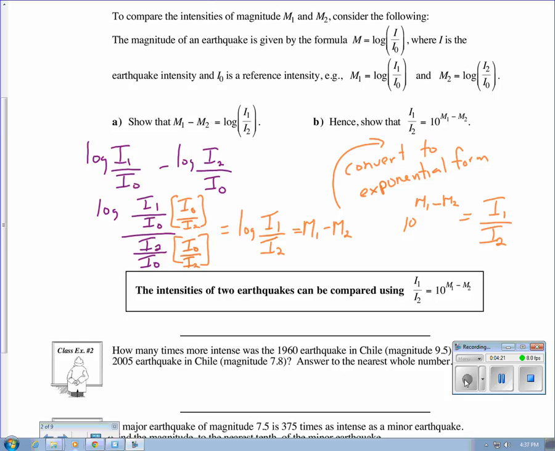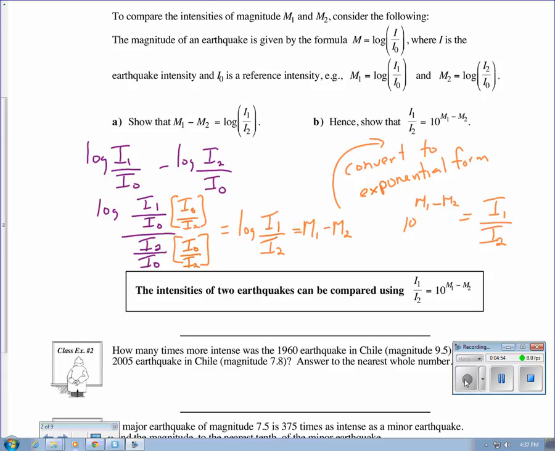Now that we have some familiarity with logs, I can take the substitution for the magnitude of the first earthquake, subtract the magnitude of the second earthquake, use my log rules to combine the two logs into a single log, and simplify those logs. A fraction divided by a fraction, multiply by the reciprocal. I get a nice log statement. The log of the intensity of the first earthquake divided by the intensity of the second earthquake is equal to the difference in their magnitudes.